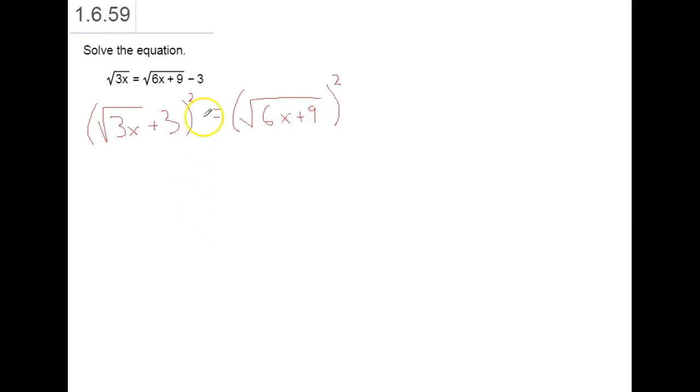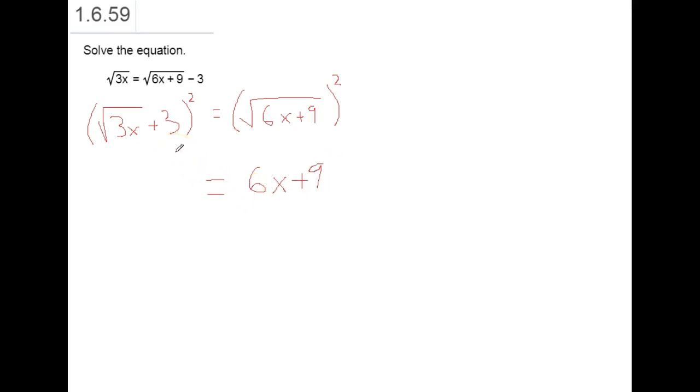So I have that now. When you add 3 to both sides, the 3 comes over here on the left. And now when I square both sides, I'm squaring both entire sides. Like I was saying, on the right side now, it's going to cancel out very nicely. The square root and the squared cancel each other out, so you're just left with the 6x plus 9.